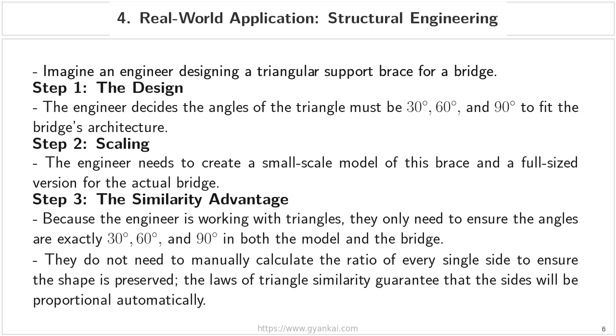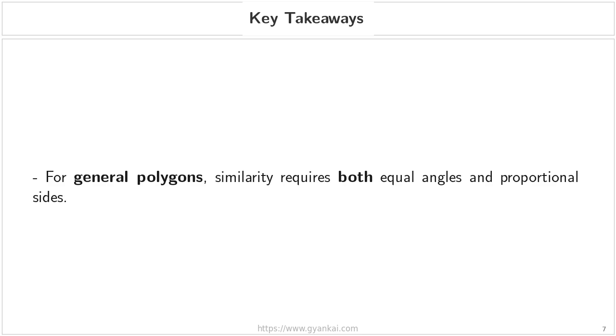Now, let's wrap everything up with our key takeaways. Key takeaways. First, let's revisit the rule for general polygons, like the quadrilaterals or pentagons we looked at earlier. Remember, for these shapes, you cannot take any shortcuts. To claim two polygons are similar, you must satisfy both conditions. You have to prove that the corresponding angles are equal and that the corresponding sides are in the same proportion. One without the other isn't enough.